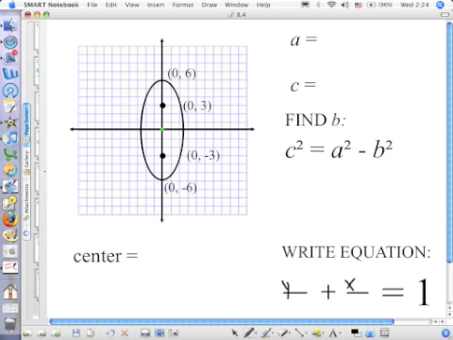The next part I need to know is what's the center of this thing? Well, here's my center. It's exactly 6 units away here and 6 units away there, right? So my center is 0, 0. The center is a coordinate. Right, it's an X and a Y. Now, somebody remind me what A represents?